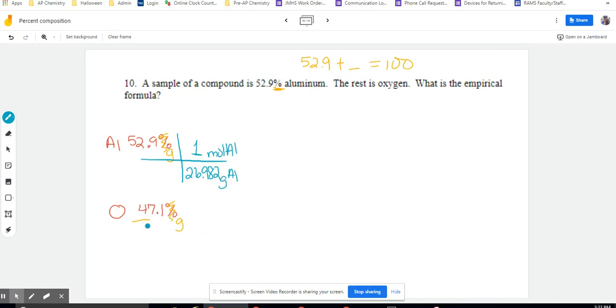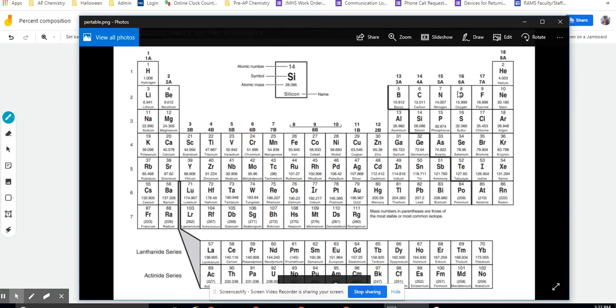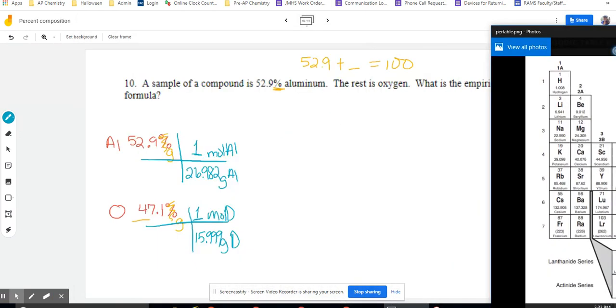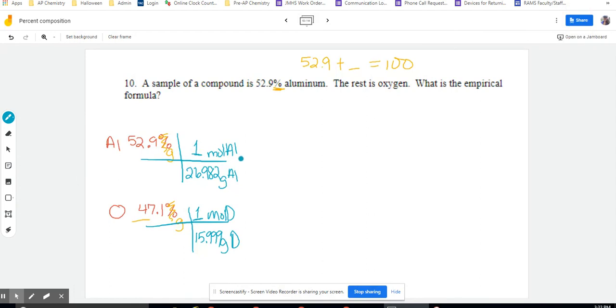Then for oxygen, we're also going to take the grams down to the right. So this is grams of oxygen, and we want moles of oxygen. Just like we did up here, 1 mole is equal to the molar mass, which is 15.999. Again, that's coming from the periodic table. Once we have those set up, we're going to convert both of these to moles.